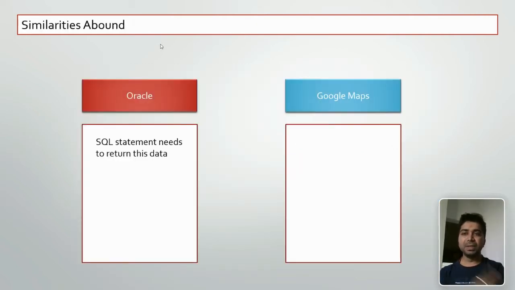Now, the similarities between Google Maps and Oracle, so that you can relate to it. As I have mentioned, you will check it in Google and say, this is my source and this is my destination, I want to go there. This is what you entered in your Google Maps or in your browser, right? Similarly, in Oracle you say, hey, this is my SQL statement, this is what I want to execute. That's what you type down in your SQL Plus or Toad or whatever it is, the GUI tool.